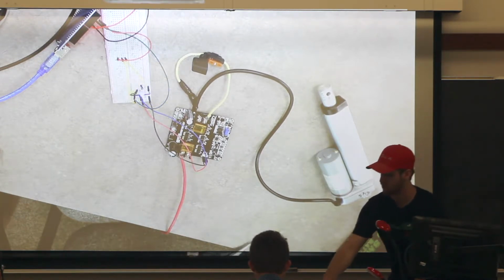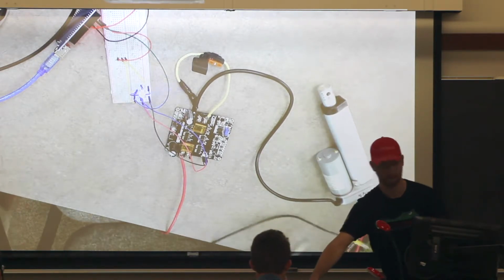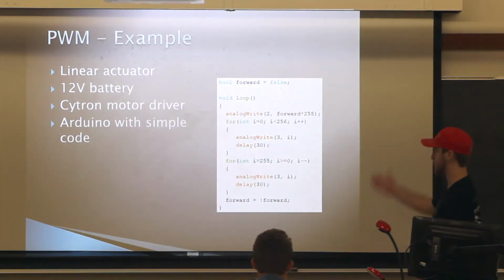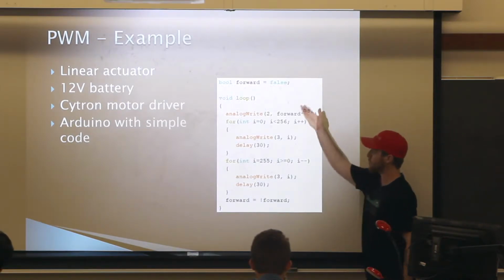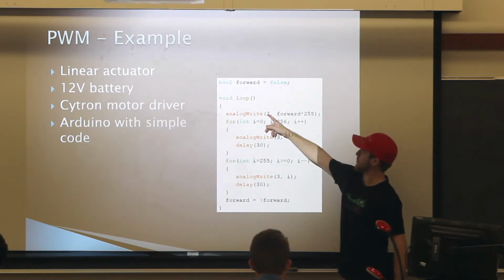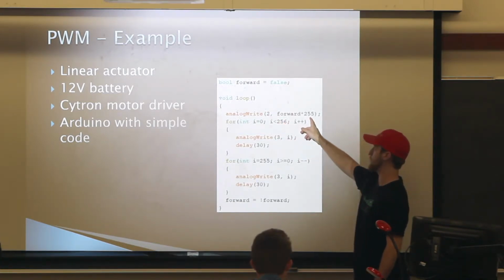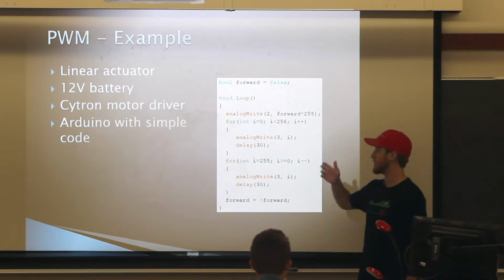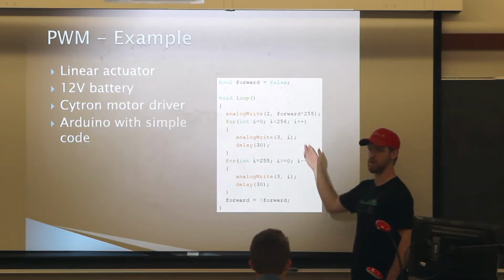And I basically just have a loop running that does that back and forth. I'll show you that now. So here we have just a very simple Arduino code. Essentially, I have a boolean for forward that we just toggle. And so to pin 2, we do forward times 255. So 255 is the highest you can go. So the analog signal is PWM.